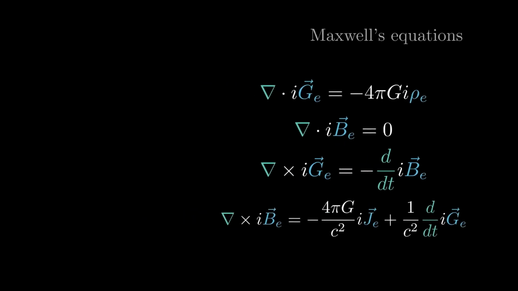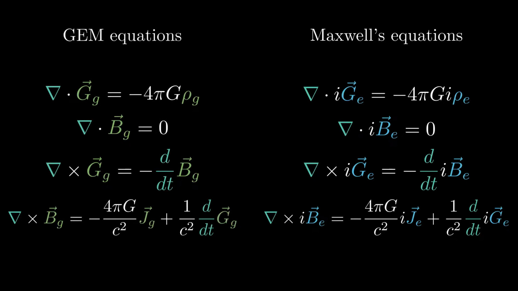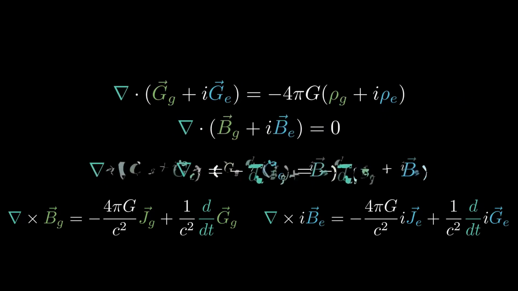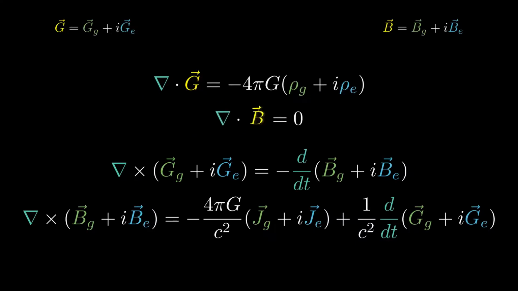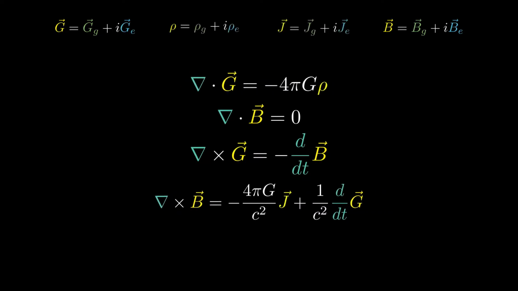Remember, these are Maxwell's equations. And these are gravitoelectromagnetic equations. Just add them up. Simplify notation. One more time. Now everything in yellow is complex. Cool, right?